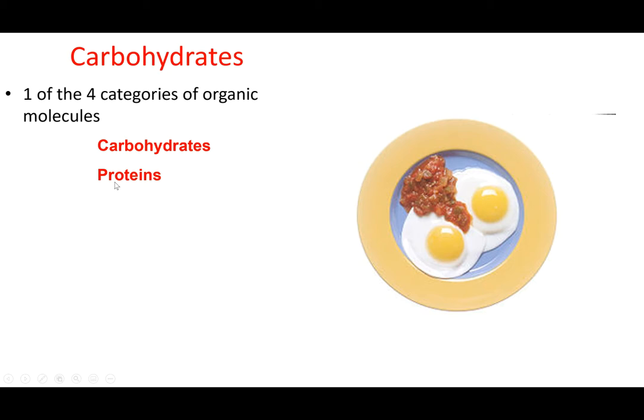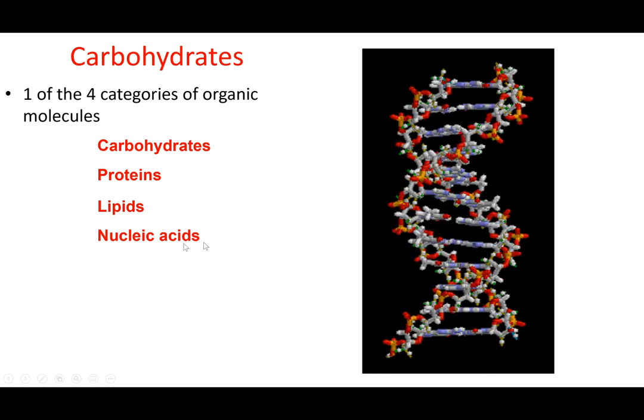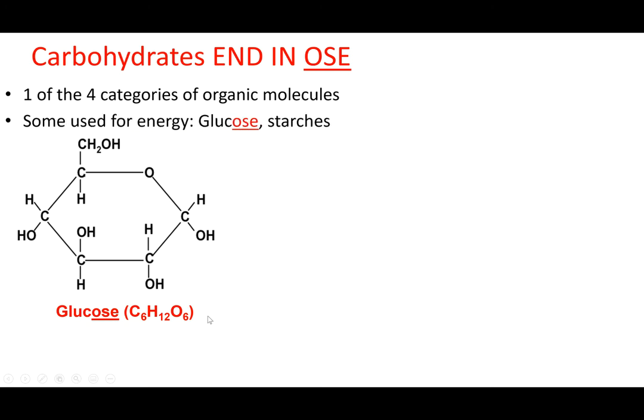The other groups are proteins. You should know this already, right? Lipids and nucleic acids. But today we're just going to focus on carbohydrates. So, carbohydrates end in OSE. Now, not all carbohydrates end in OSE, but if you see a molecule that ends in OSE, you know it must be a carbohydrate. So, this is a molecule of glucose. You should probably memorize this shape. Glucose is the most common molecule that we're going to talk about in biology. It's the basic unit of sugar that life breaks down to yield energy, right?